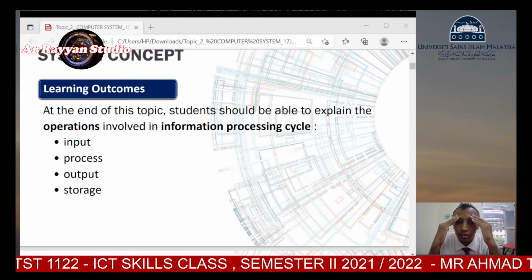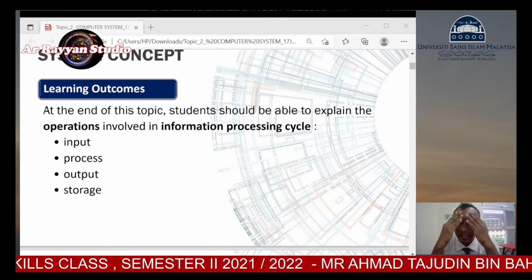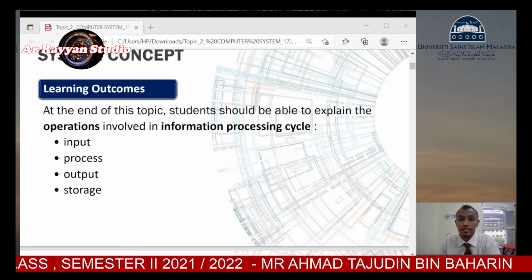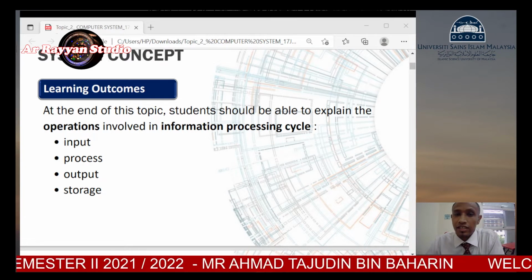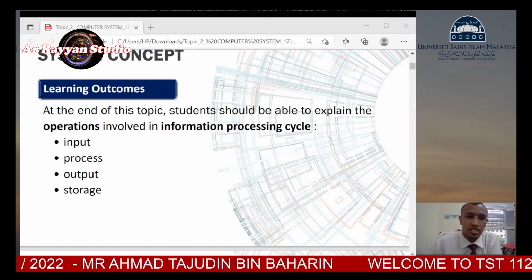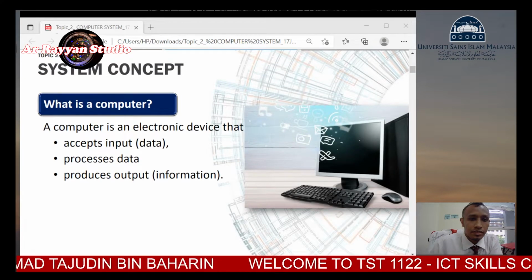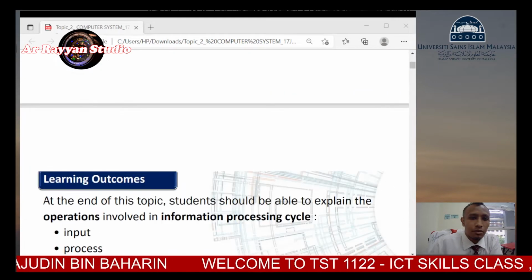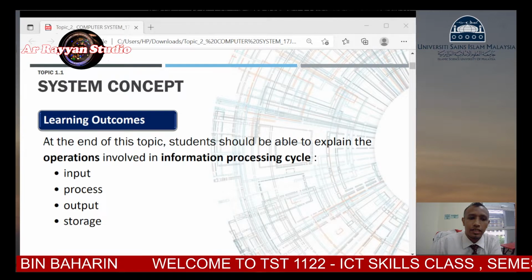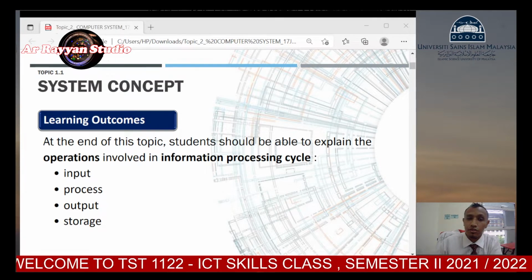Alright, dalam komputer ni dia ada process cycle. Right, they have a process cycle. We call it an information process cycle. This information process cycle includes input, process, output and storage. Korang akan belajar lah apakah itu input, apakah itu proses, apakah itu output dan apakah itu storage later on.